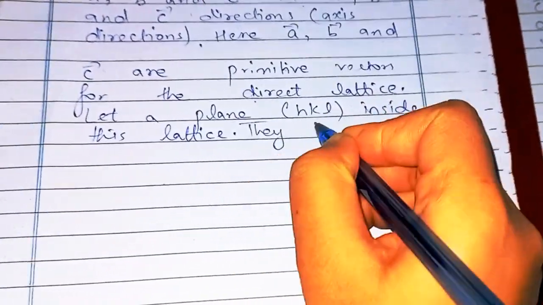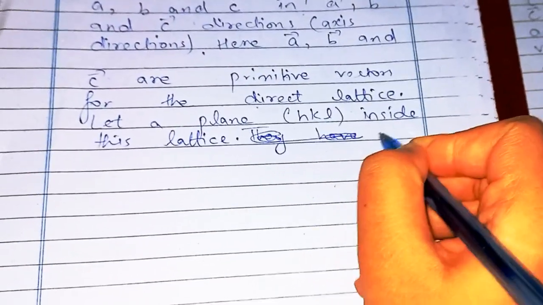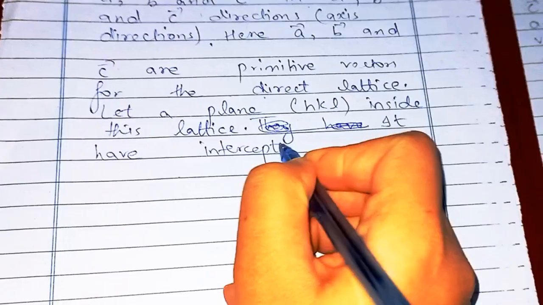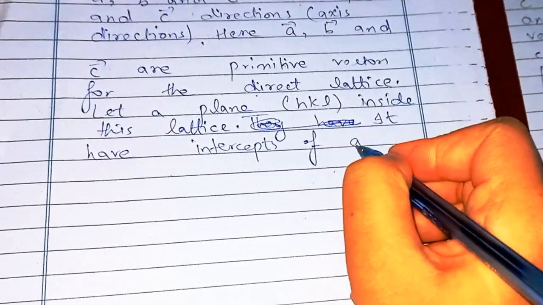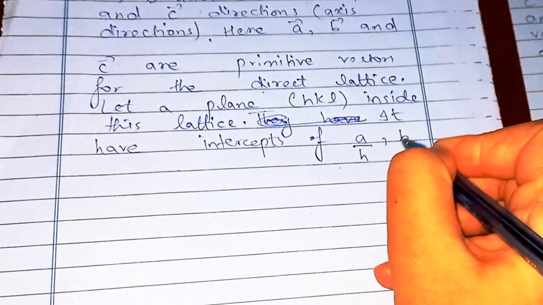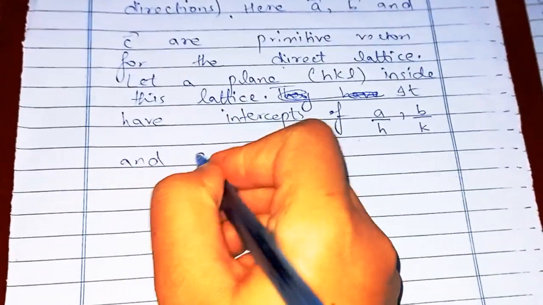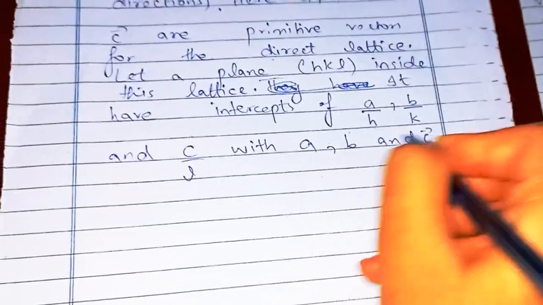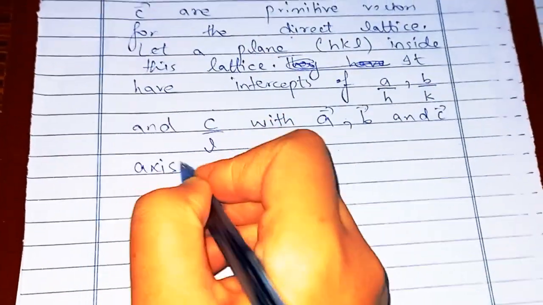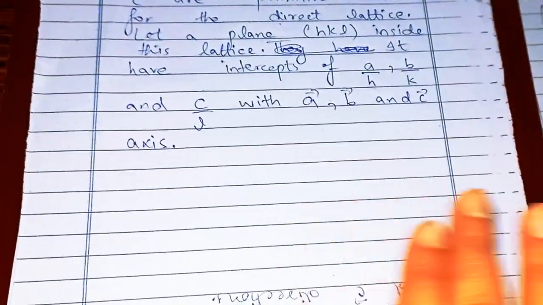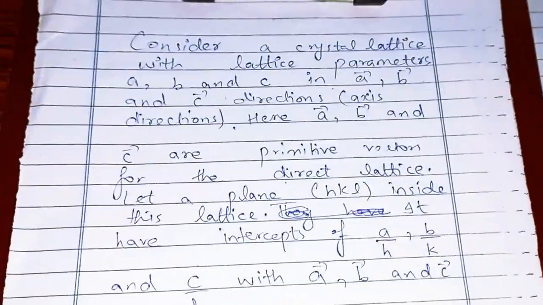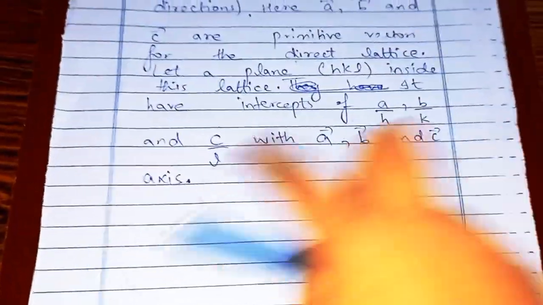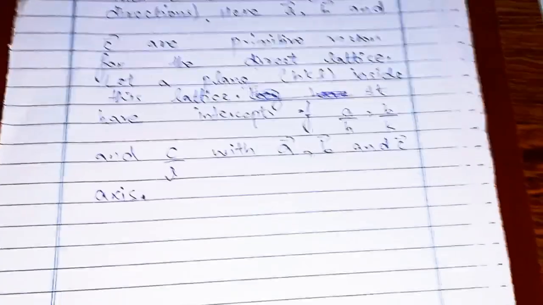We have a single plane. It has intercepts of A by H, B by K and C by L with the A, B and C axes. You can mention vector on them or A, B, C, it's totally up to you. And that is the lattice that we are considering, and the plane we are considering, and the intercepts. It's just like we have rewritten the same thing that we did before.